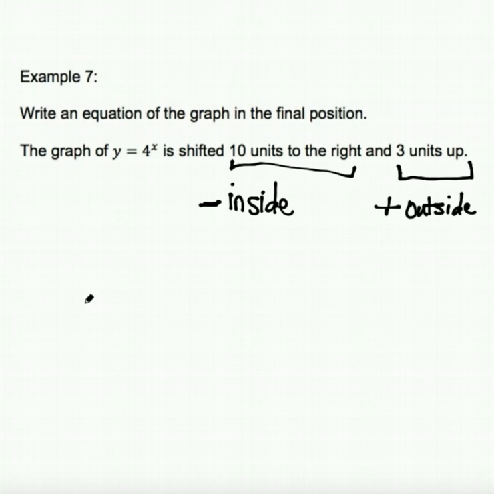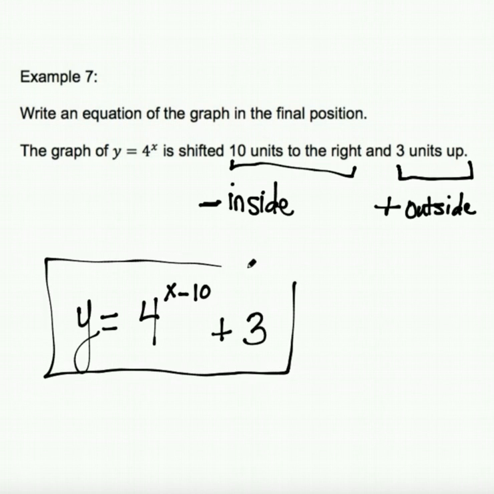So I'm going to write my new function. My new function is y equals 4 to the x minus 10. Now I have that minus 10 on the inside, which is going to shift it to the right. And then I need this plus 3 on the outside, plus 3. So my new equation is y equals 4 raised to the x minus 10 power plus 3.